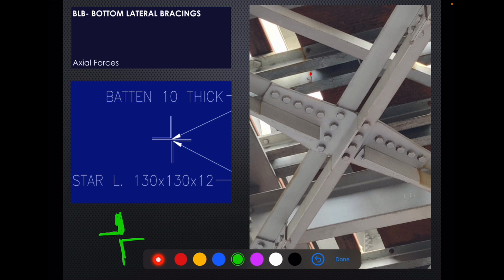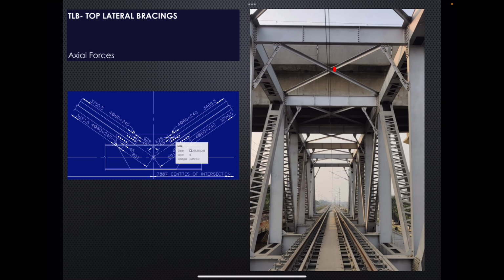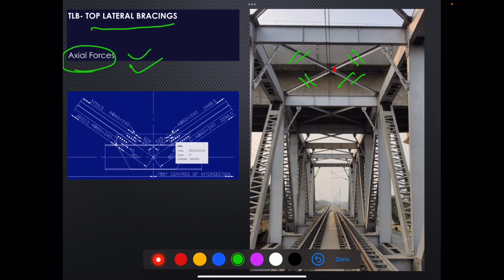So this is how bottom lateral bracing members are designed and connected. Then we have top lateral bracings. Depending upon the span and loading, this can be anything. The red dot is representing this cross bracing, top lateral bracing. In this particular case, we have angles to form top lateral bracing. These are mainly designed for axial forces.